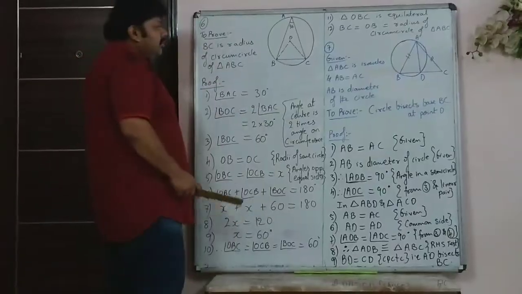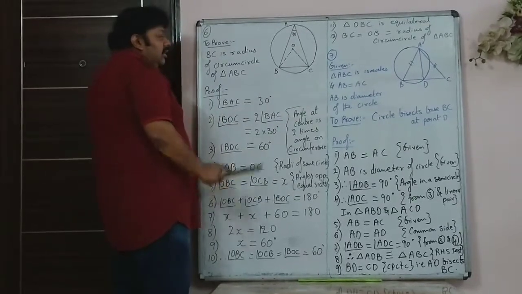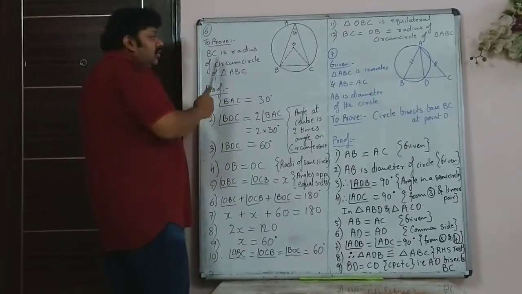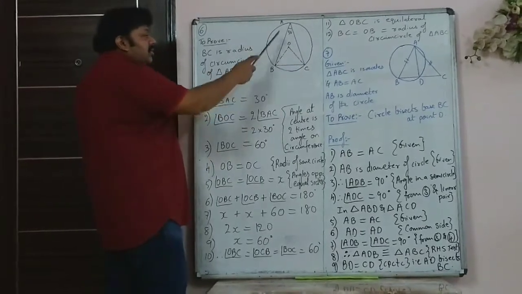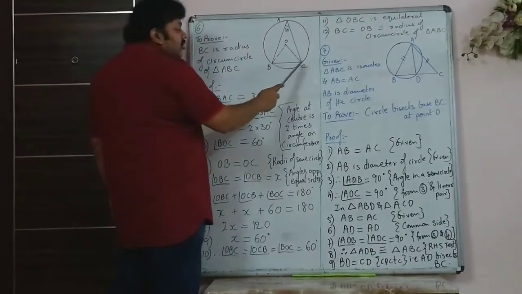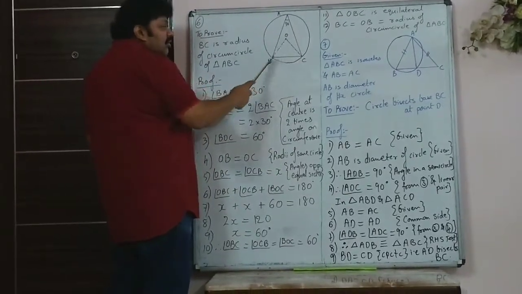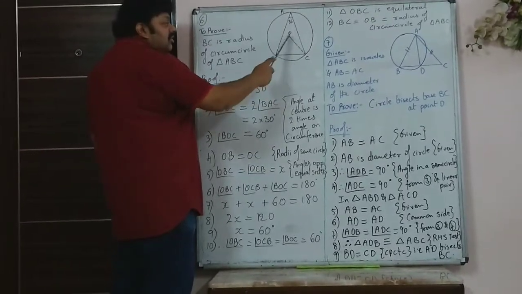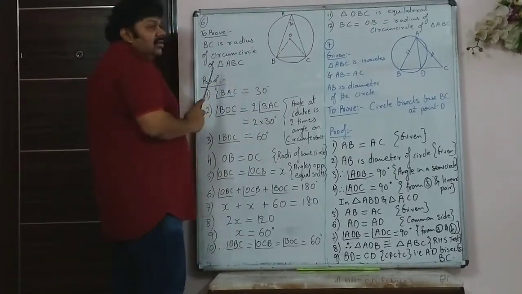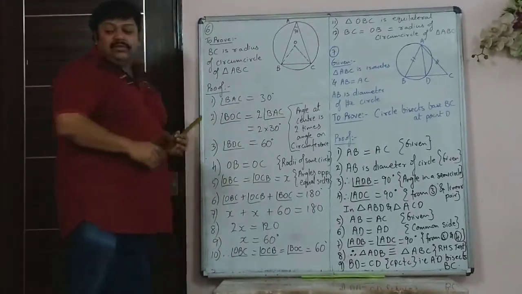In the sixth sum, you have been given angle BAC is 30 degree, and you are asked to prove BC is the radius of this circumcircle. So in other words, they have asked you to prove BC is equal to OB and OC, because actually OB and OC are the radius of the circumcircle. So you have to prove this triangle, all three sides are equal, or this triangle is equilateral. It's a very simple proof.